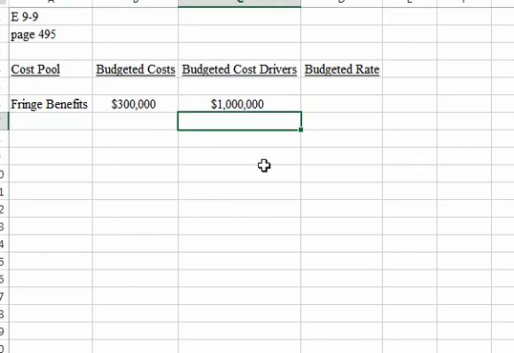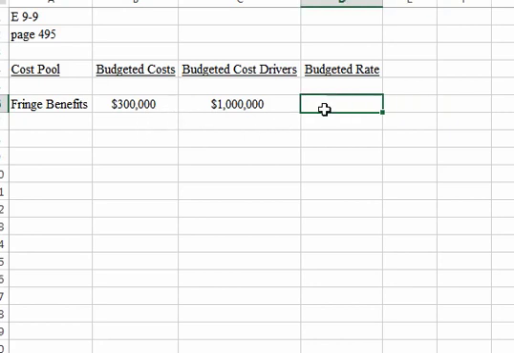Now we're going to just divide it out, and 300,000 is 30% of 1 million. If you need to do that calculation, you can, but just divide 300,000 by 1 million. So we're going to say it's 30% of professional labor dollars.